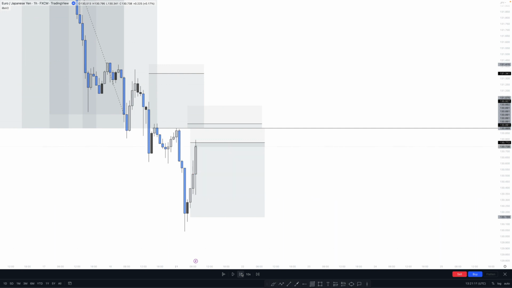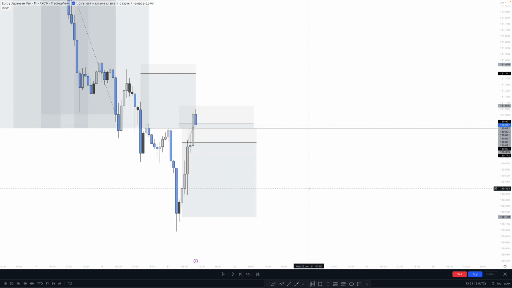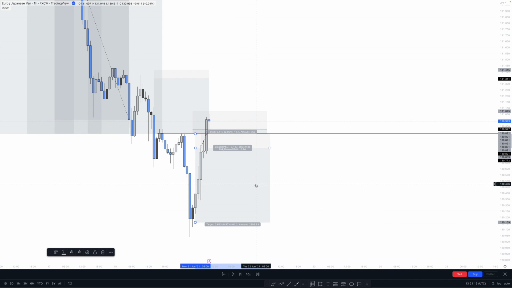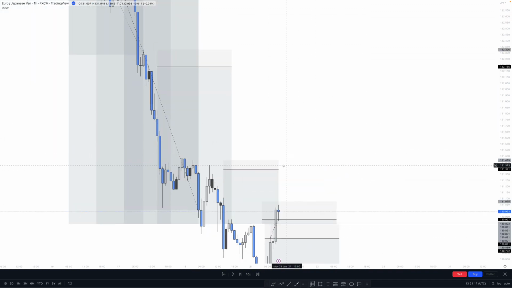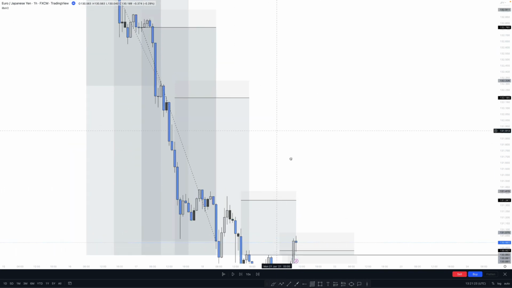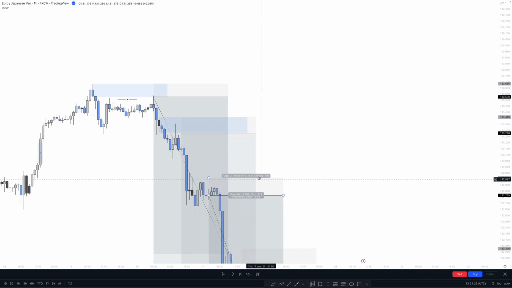And price tagged us in and took us out. So this would be a minus 1%, and all of this would be profit. This would be almost break even, 0.2, nothing. This would be 6%, 9%, 12%, 18%, and 24%.